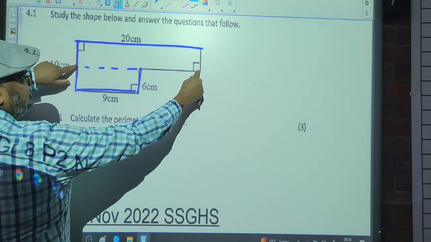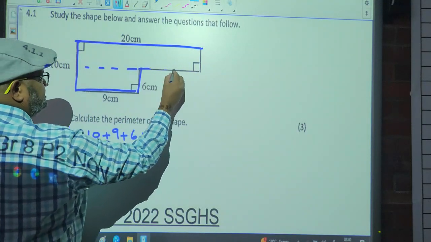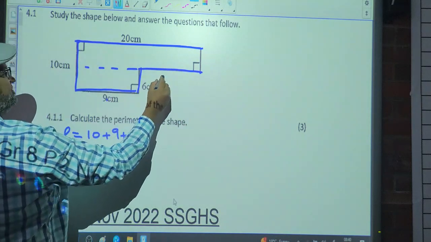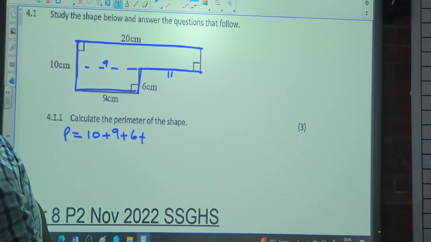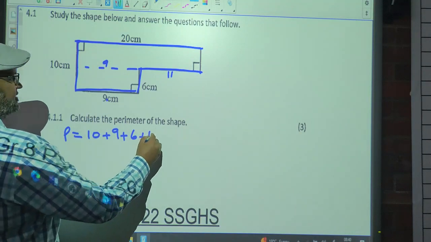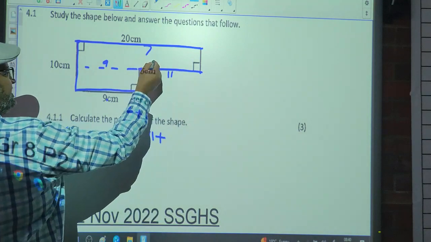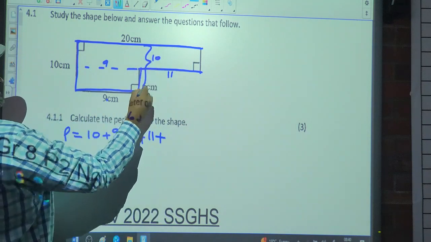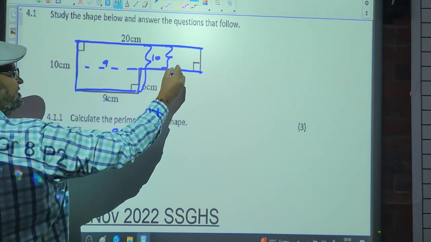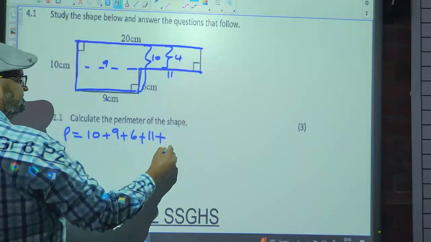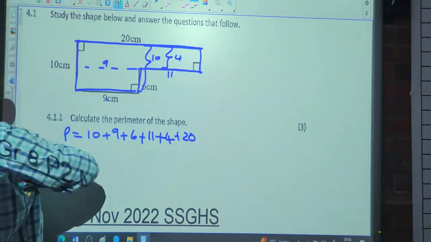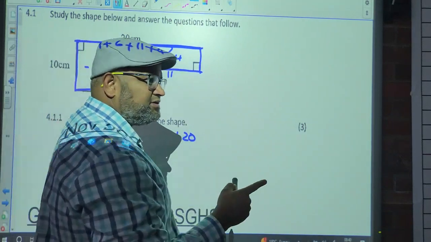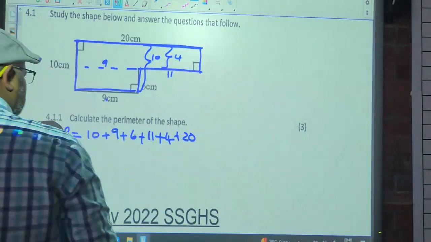So, if this is 9, this has to be 11. If that is 9, 11 plus 9 is 20. Plus, if this length here is 10, and if this is 6, this would be 4. Plus 20. Okay, summing up now.